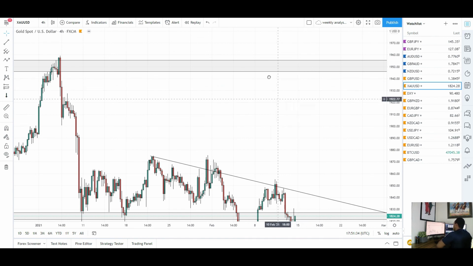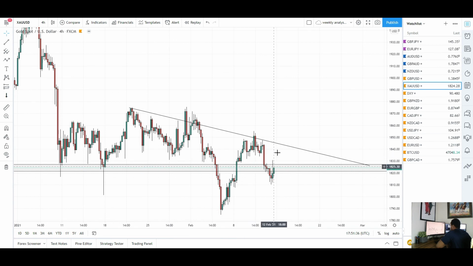So again, more of a long-term point of view, but for now, I think we could be seeing a bit of a bullish movement to the upside for gold, back into that trend line. Might see price roll over again, but I think we could be seeing a break of it and a nice push to the upside next week for gold.